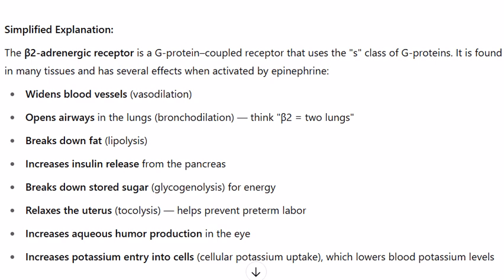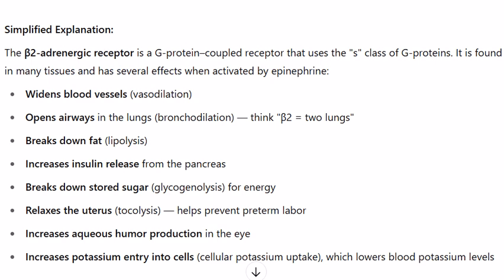Breaks down fat, lipolysis. Increases insulin release from the pancreas. Breaks down stored sugar, glycogenolysis, for energy. Relaxes the uterus, tocolysis. Helps prevent preterm labor. Increases aqueous humor production in the eye. Increases potassium entry into cells, cellular potassium uptake, which lowers blood potassium levels.